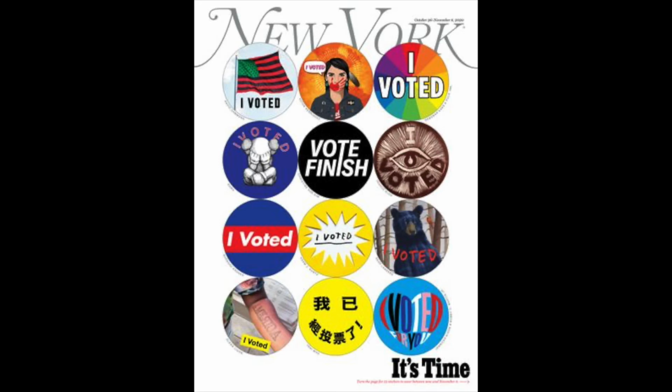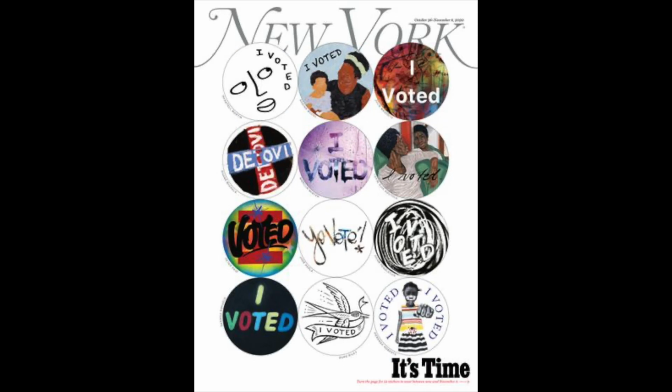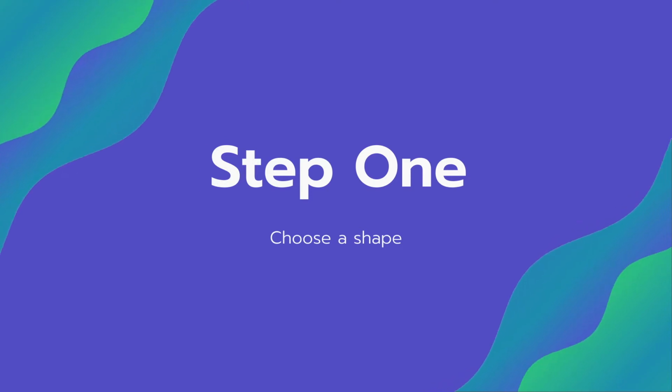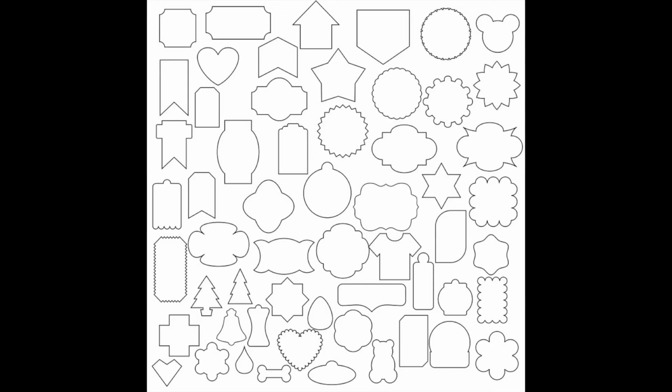So next, for this week's assignment, you are going to be designing your very own "I voted" sticker. So we've got 4 steps to walk you through this process. Step 1, you're going to choose a shape. So the most common shapes for voting stickers are circle and oval, but you can really go crazy with this. If you want to do a star, a heart, a city building, flower, anything is fair game.